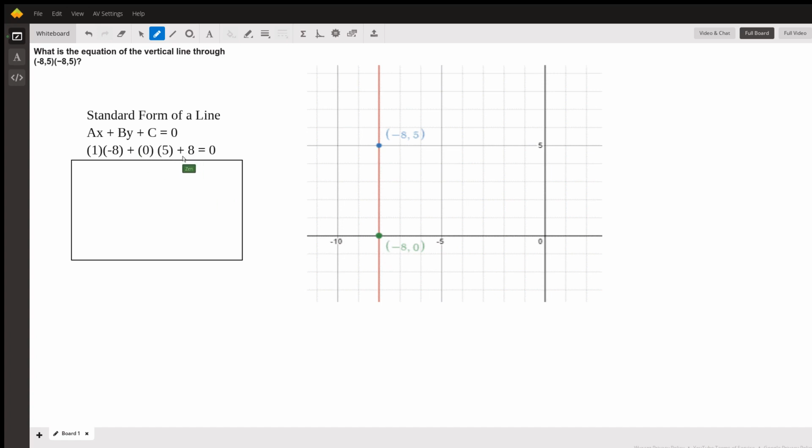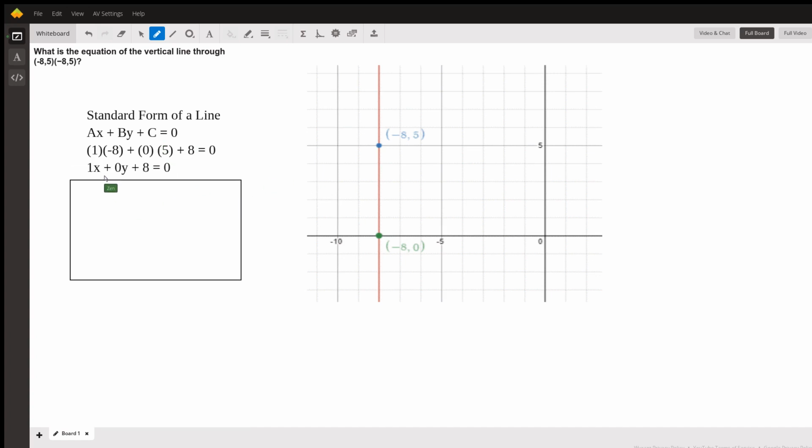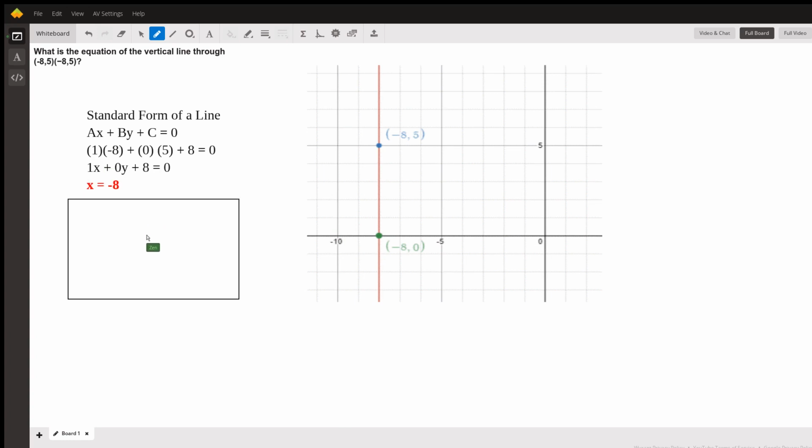And then we have +8 here. You'll see why this is important as a constant value as we derive the equation here. Notice that we have 1x plus 0y plus 8 equals 0. Now, notice if we put -8 in here in the equation, you get a -8 plus 0y, it doesn't matter what the y value is, plus 8. You're going to have x equals a -8, no matter what. No matter what that y value is, you're going to have x equals -8.